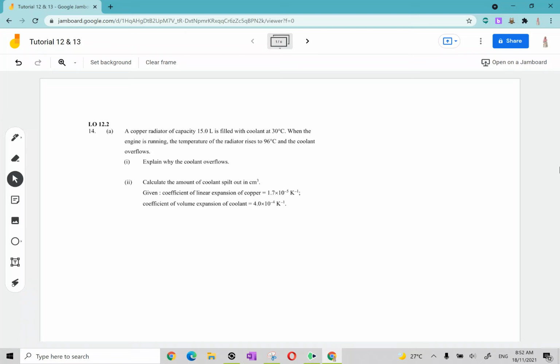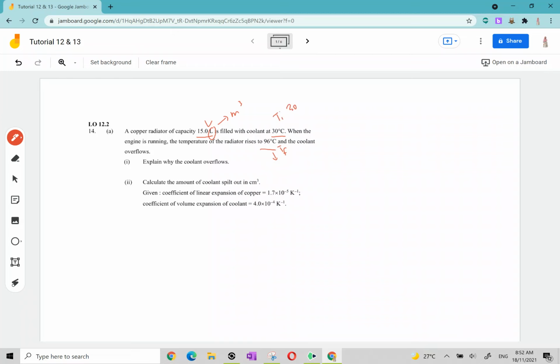Okay, now I will discuss question number 14, learning outcome 12.2. A copper radiator of capacity 15 liter is filled with coolant at 30 degrees. So what is given here is the value of V. In liters, so you have to convert to meter cube. Then given 30 Celsius. When the engine is running, the temperature of the radiator will rise to 96 Celsius. So from temperature 30, this is T initial, so T final is 96.